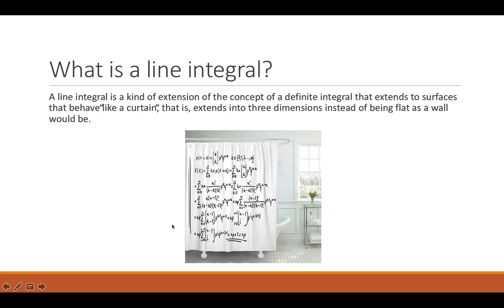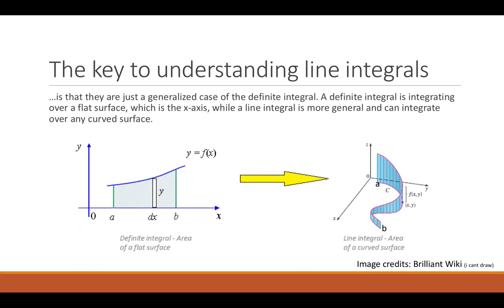The bottom part is something like this instead of just a straight line. So they extend into three dimensions instead of being flat as a wall would be. But the key to understanding them is that they are just a generalized case of the definite integral. A definite integral is integrating over a flat surface, which is the x-axis, while a line integral is more general and can integrate over any curved surface.